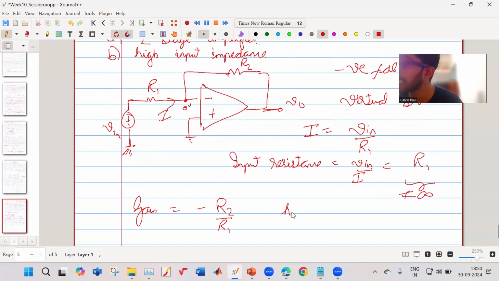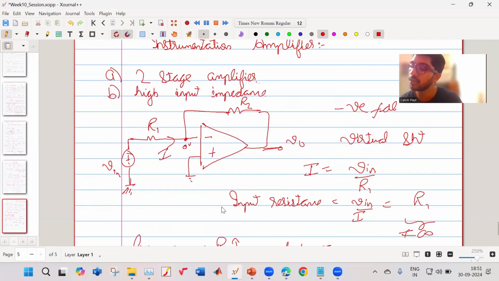So if I want high gain, what should I do? I should either increase R2 or reduce R1, or do both. So what we should do is reduce R1 and increase R2. But if we reduce R1, what is happening? The input resistance is becoming low, and that is not what we want. We want input resistance to be high. So this is creating a conflict. Okay. So that is one issue.